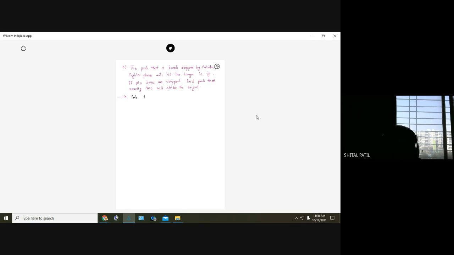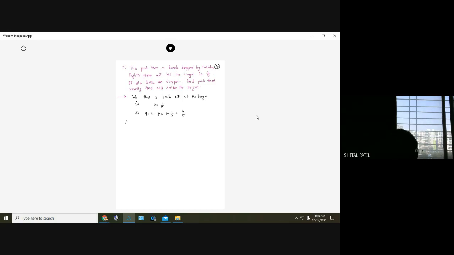Probability. Now understand how we are writing the probability that a particular bomb will hit the target is, yes, what is the probability? 1 upon 5. So what is Q? 1 minus P. So 4 by 5.